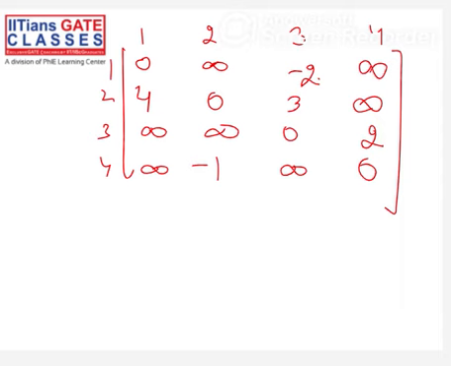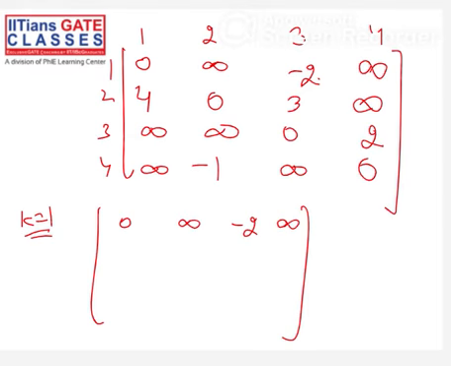Now you consider k equal to 1. That means vertex 1 I'm going to consider. So now the matrix will be what? Vertex 1 means this row will be as it is, not modified at all. Next is 2 to 2. This will be 0. This will also not change.